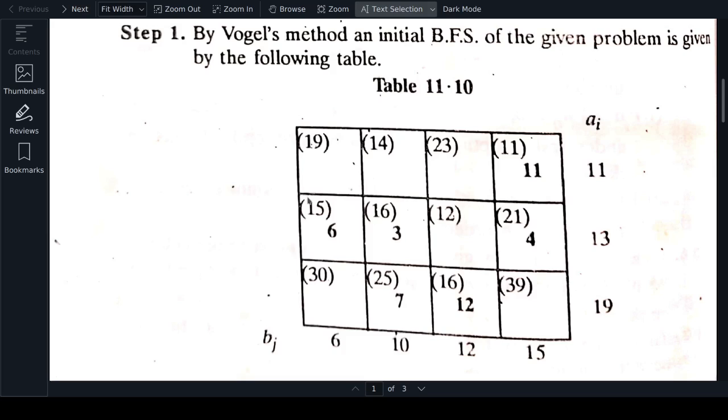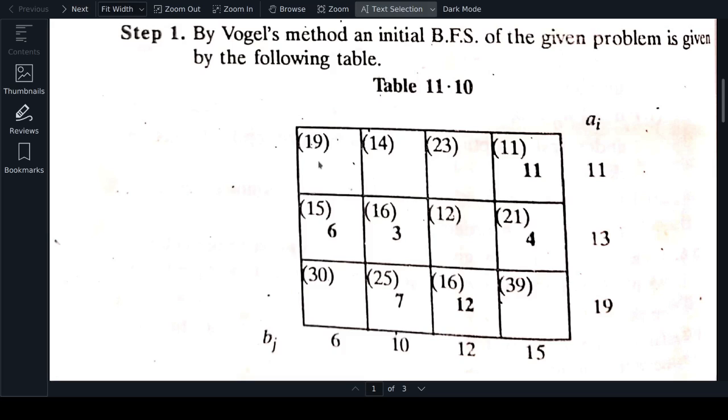Cell number 2 comma 1, allocation is 6. Cell number 2 comma 2, allocation is 3. Cell number 2 comma 4, allocation is 4. Cell number 3 comma 2, allocation is 7. And cell number 3 comma 3, allocation is 12. Okay. So here you see how many allocations? 6 allocations, right? And what is the value here?